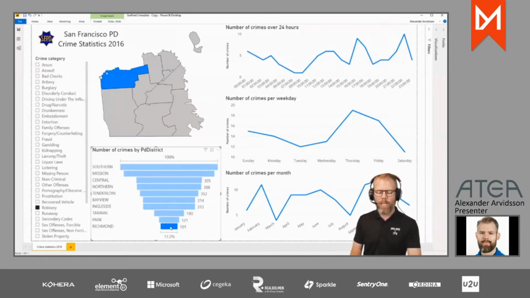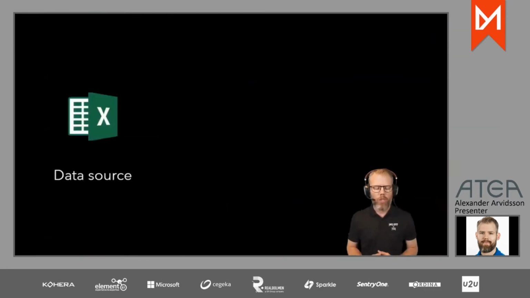So what did we do? Well, how do we get here? For starters, we started with a data source. And in this case, the data source is a CSV file, or a comma separated values file, which is roughly a text file with commas between the values. This is most often opened and edited through Excel. So that's why I use an Excel logo to show this data source.